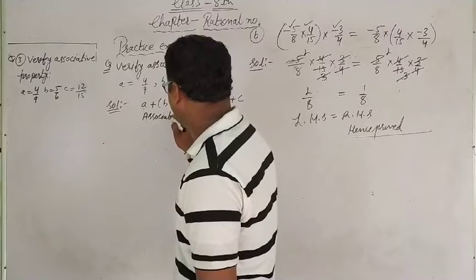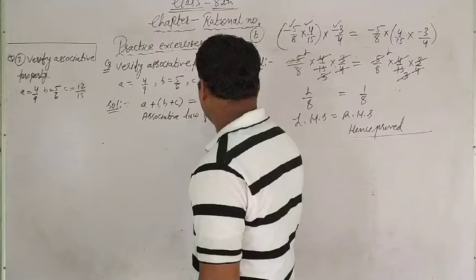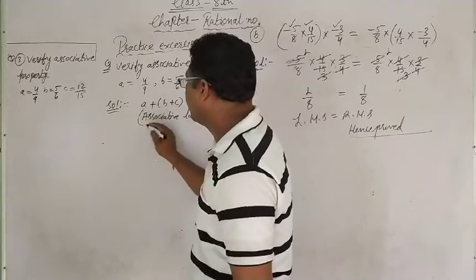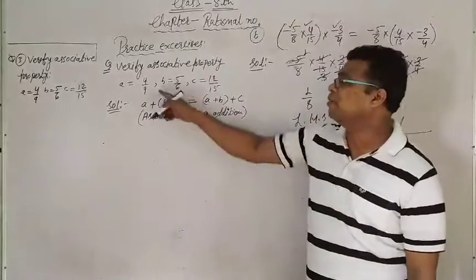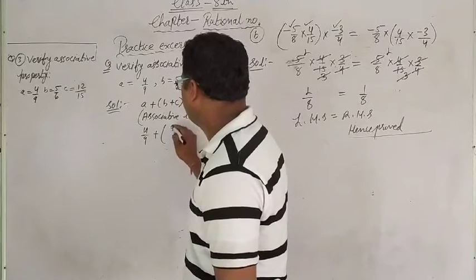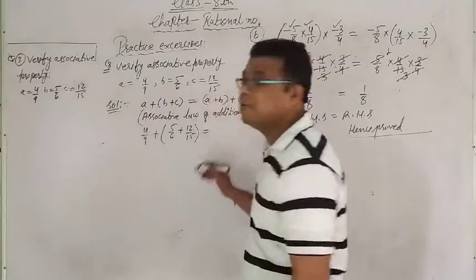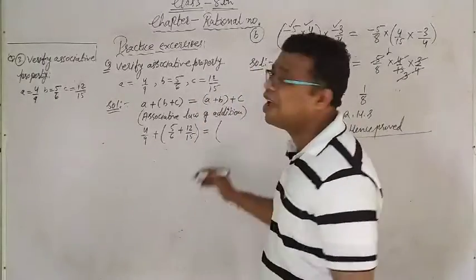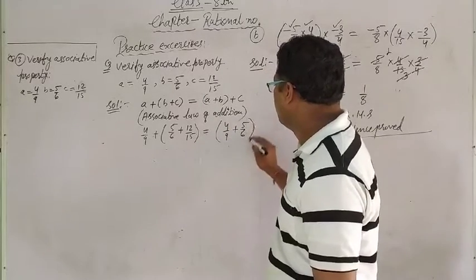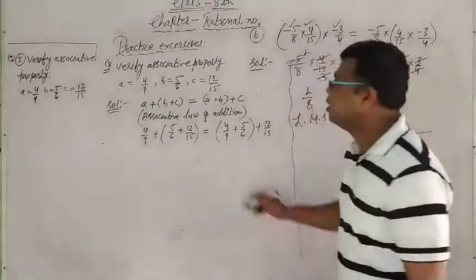This is the associative law of addition. In bracket you can write down. Right now we have to fill the values. What is A? 4 upon 9 plus, what are B and C? 5 upon 6 plus 12 upon 15, same, is equal to, again I am filling the values of A, B and C. You can see I am going to be a little faster. You can understand. We are just changing the position of the brackets. Only concentrate here.